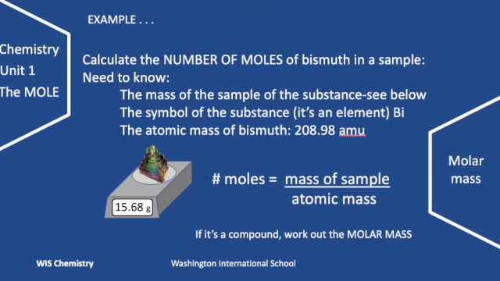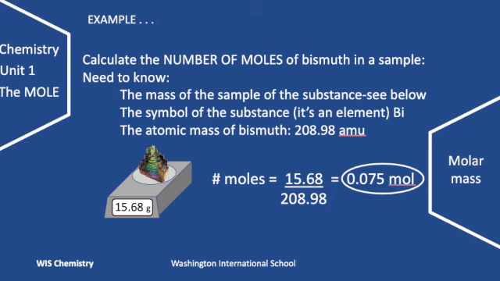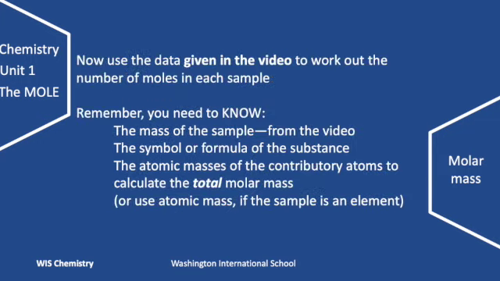And so to get the number of moles, you're going to divide the mass of the sample by the atomic mass, and you look on the periodic table to get the denominator, the 208.98 for the atomic mass, and then you get the number of moles when you divide them through.